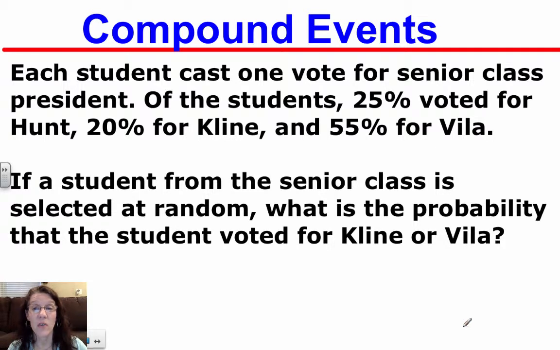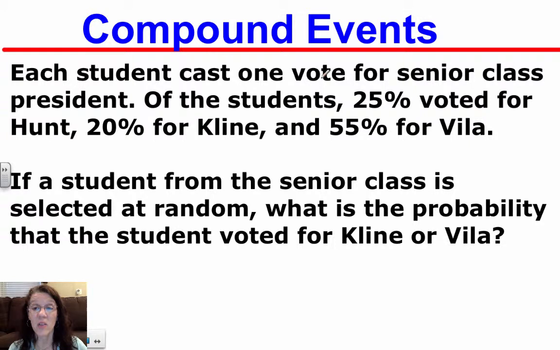All right, you try this one. Each student cast one vote for senior class president. Of the students, 25% voted for Hunt, 20% for Klein, and 55% for Villa. If a student from the senior class is selected at random, what is the probability that the student voted for Klein or Villa? All right, you try this, pause it, and then check back to see if you got it correctly.